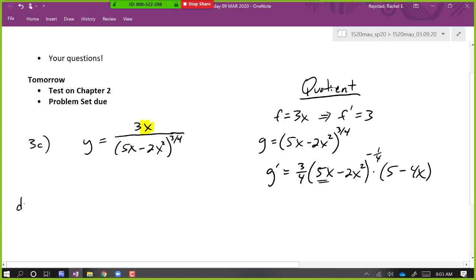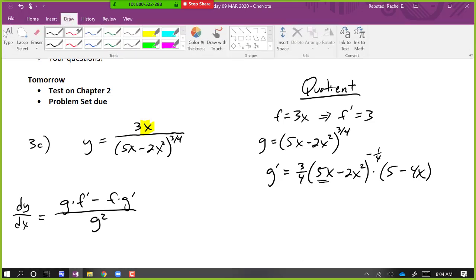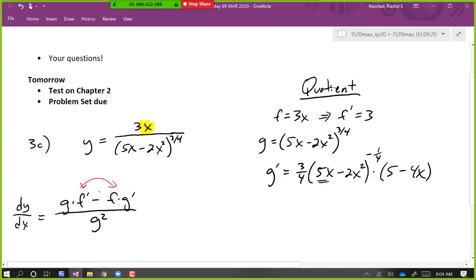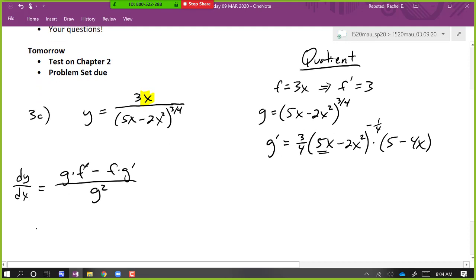The quotient rule is the one that goes g times f prime minus f times g prime, all over g squared. A common mistake is that people reverse the order of these products. It's the g times f prime that's always first with the quotient rule, and it matters because it'll throw your answer off by a sign. That might be one thing that you choose to include on the note card. Hopefully you've all made one or you're working on it. Let's just plug this stuff in.